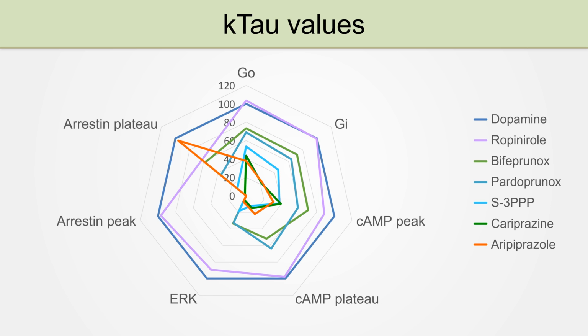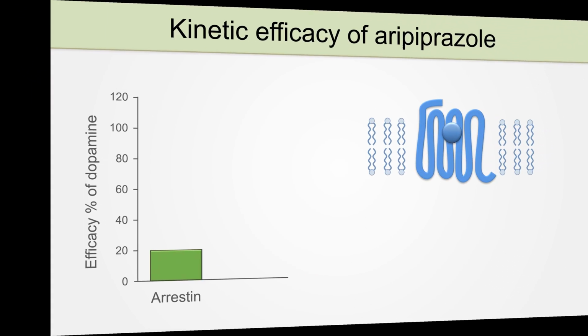Now let's bring in aripiprazole. Strikingly, the shape is different. This is because aripiprazole is a full agonist for recruiting arrestin at the plateau. This means that it stabilizes a conformation that strongly couples to arrestin over the long term.